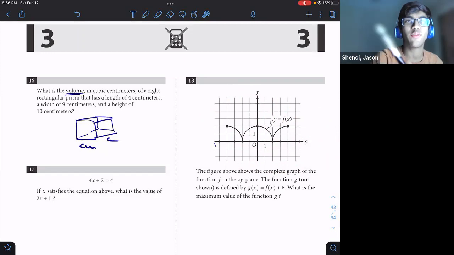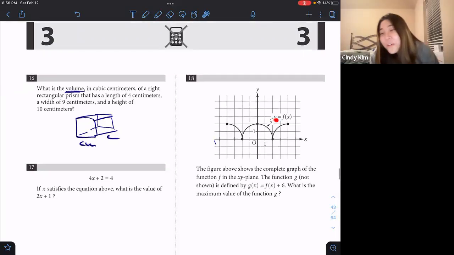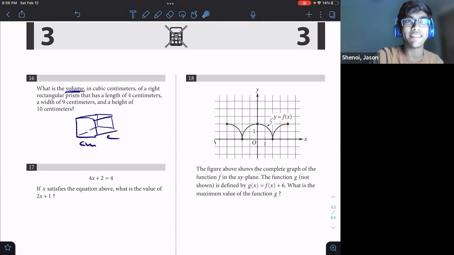But I was trying to go for f of x is equal to y. It's just another name for y. Oh, that's so true. F of x equals y. So where is y maximum? 1, right? So if y is maximum at 1, the highest point of y is 1. That means, and g of x is f of x plus 6.